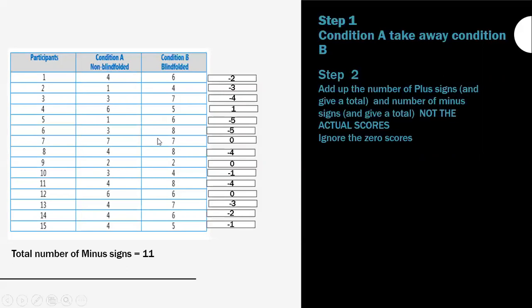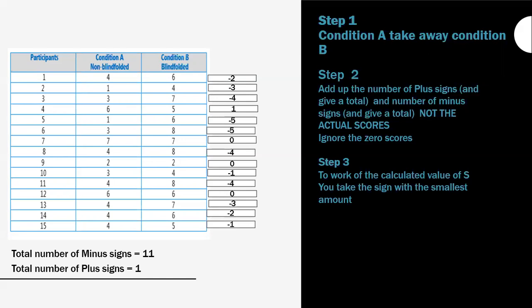So let's go through it again. Minus, minus, 1 plus. Ignore the zeros. So really, the total number of plus signs equals 1. Remember, we're not interested in the actual differences, just the signs. So that's where students get confused. They total up the actual numbers and then they wonder why they get the wrong answer. Remember, this is a sign test. It's only interested in the signs.